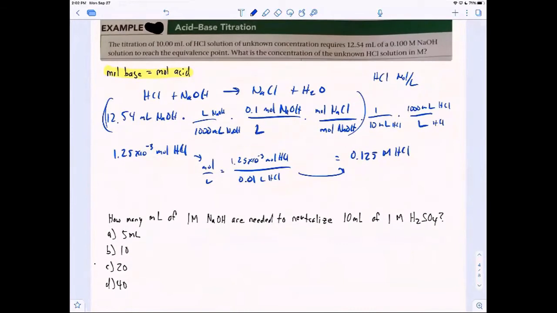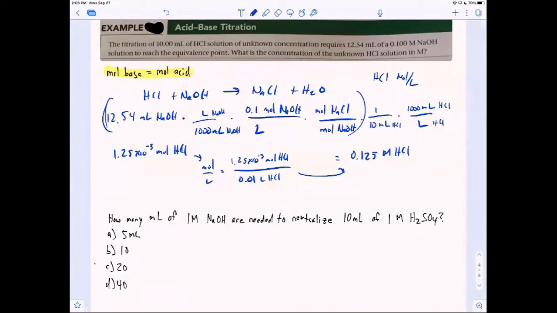So how about the next one? How many milliliters of 1 molar sodium hydroxide are needed to neutralize 10 milliliters of 1 molar sulfuric acid? And there's a sneaky part to this one. Some people think A, 5 milliliters. I think B, 10. I think C, 20. I think D, 40. We got one going for 20.